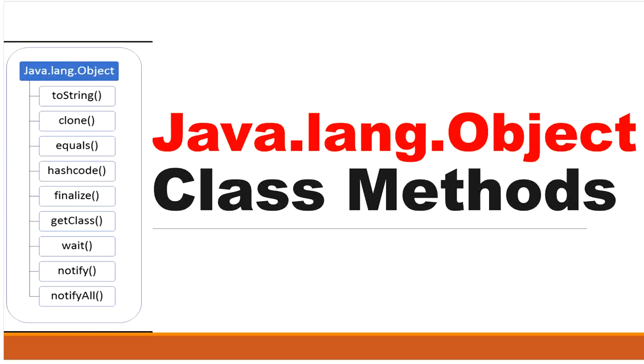Today in this video we will discuss about java.lang.Object class methods. As we know, the most common methods which are required for any Java object are encapsulated into a separate class, which is nothing but the java.lang.Object class. The Object class is the parent class for all Java classes, so its methods are by default available to every Java class automatically.